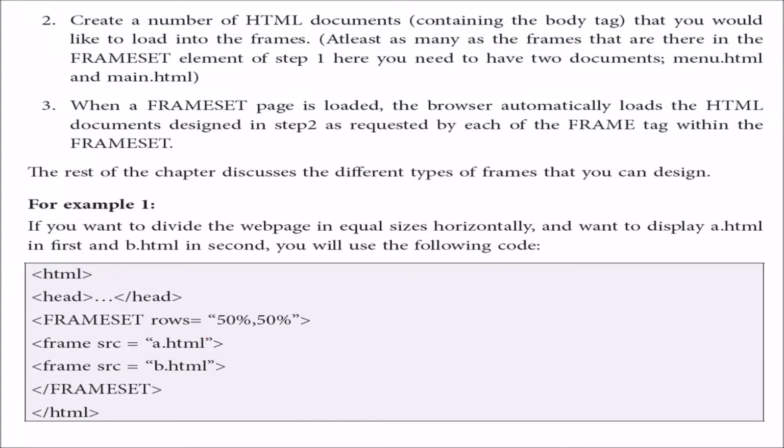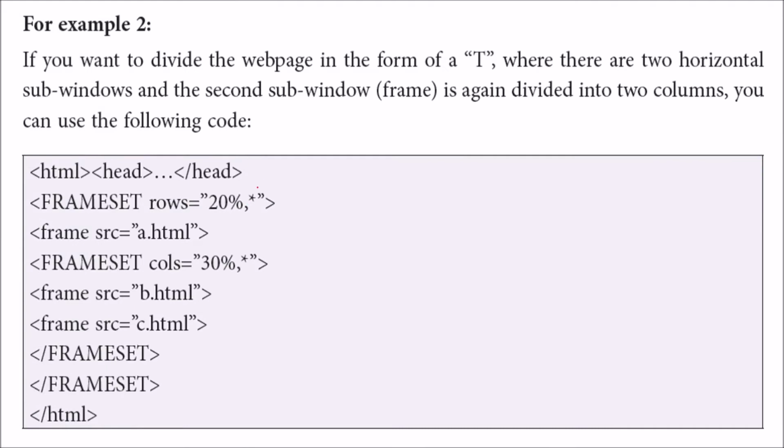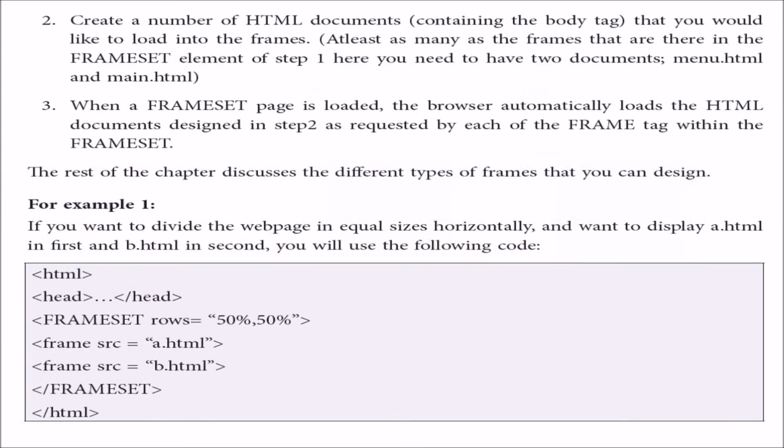The second is your rows. Now you decide, I want this frameset, or web page, to be divided into 2 rows or a number of rows. You can give the percentage also. So if this is 50%, it means half, and this will be the other half. Then the first frame will have a.html, and the second will have b.html. Right now we are not making a.html and b.html, because we'll make them in the later discussion. But before we go ahead, let me show you these two.